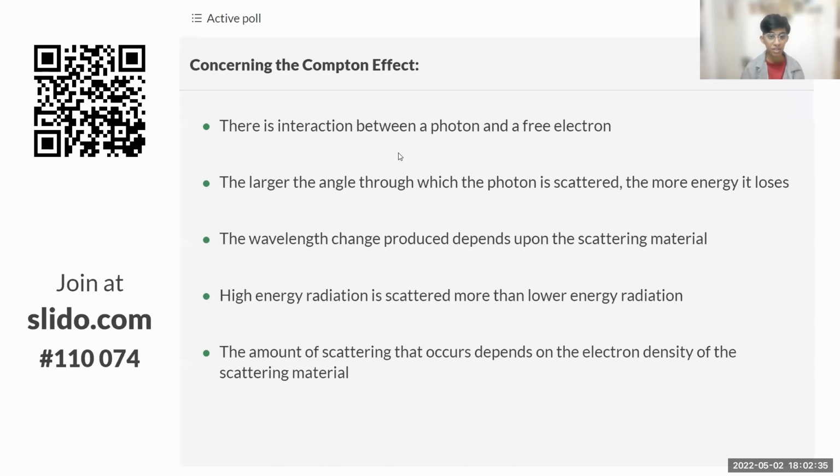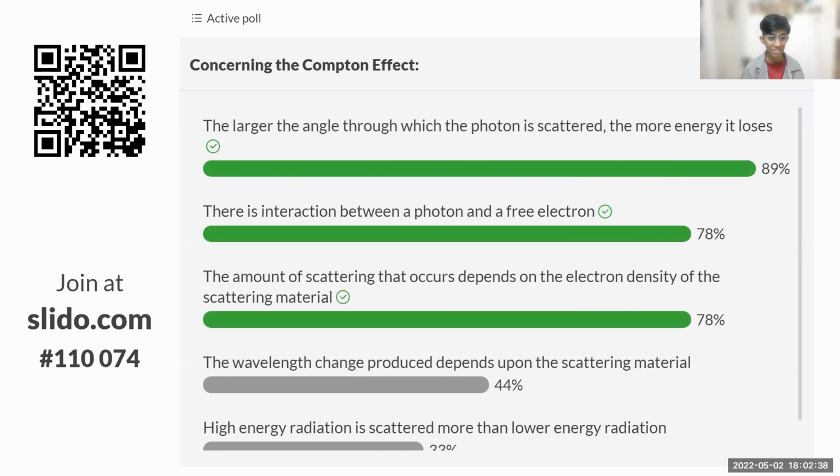Okay, so that's 1.5 minutes, and let's look at the answers. And we'll also see, how do we get tripped up in the exam? So the larger the angle through which the photon is scattered, the more energy it loses. That's true. And almost everybody got that correct. So 91% marked it correct. So that's great. We discussed that. There's interaction between a photon and a free electron. Okay, so that's an easy item. So that's them letting you get like 1 mark. So make sure you don't miss any of these type of questions.